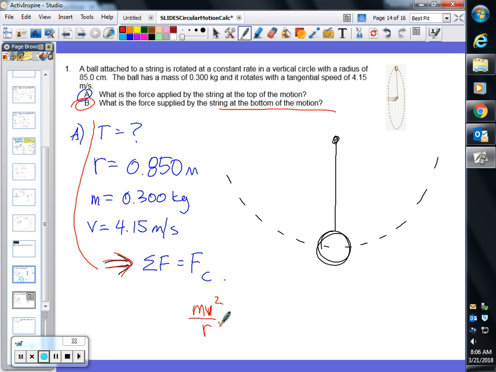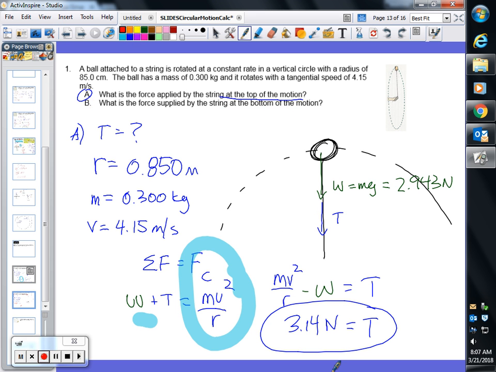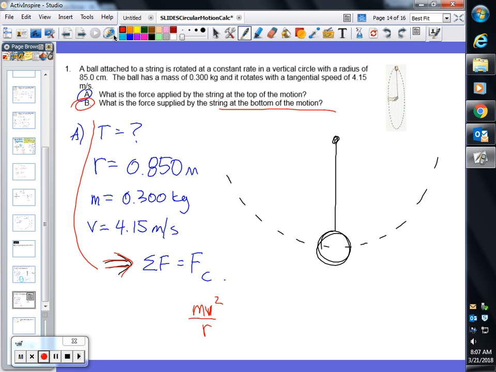Well, it's net force, so let's draw ourselves a free body diagram. Regardless of the fact that now the ball is at the bottom of the motion, whereas previously it was up at the top, gravity is still acting on it. Gravity always acts downward, regardless of where the ball or the string is. And gravity always has a magnitude equal to m times g.